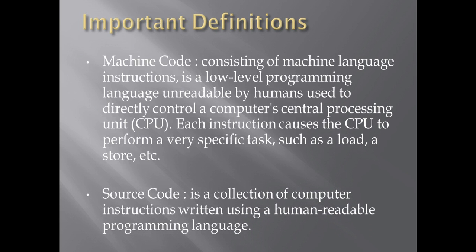Here comes the source code, the second one, which is a collection of computer instructions written using a human-readable programming language. So this source code will be the bridge between humans and machine code.